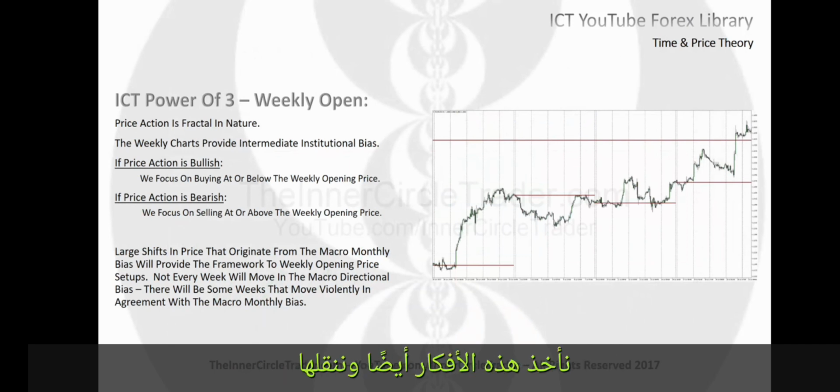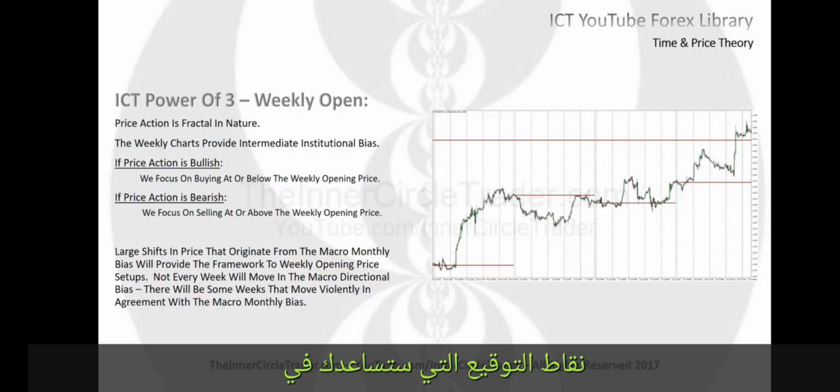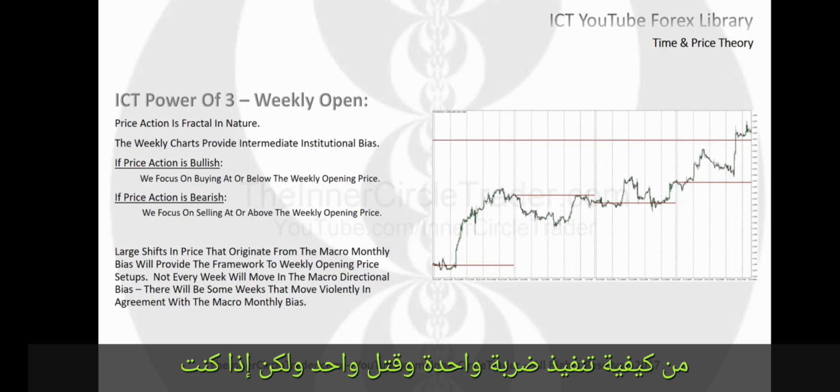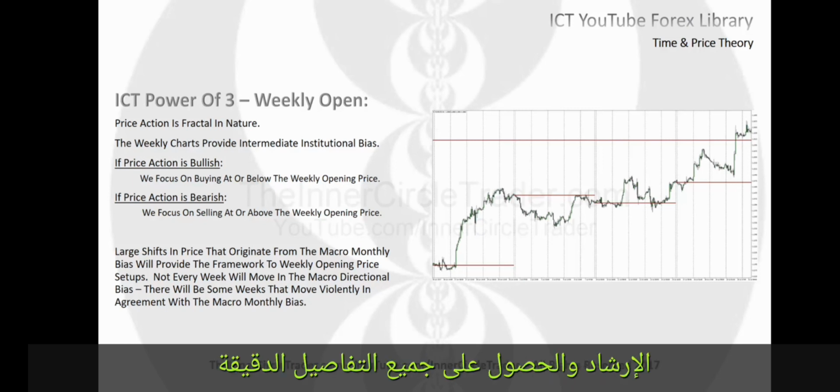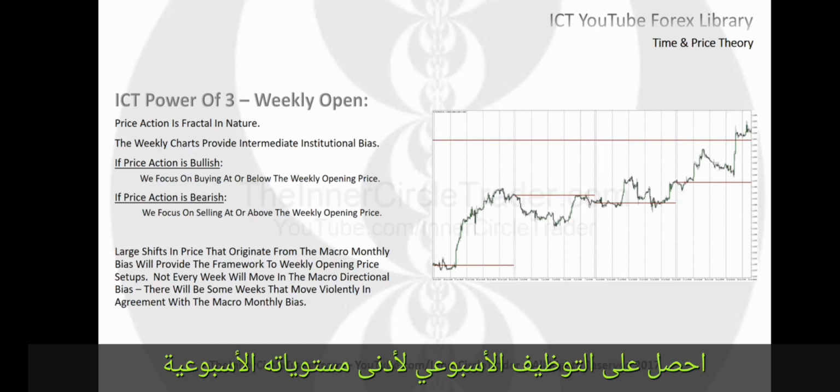Now, we can take these ideas also and transpose them to the weekly opening price. This is going to be the framework for a lot of the things that I teach in my mentorship for my one-shot, one-kill, which is essentially trading the weekly range. I'm not going to be teaching that here, but I will give you some of the signature points that will help you with the free tutorials to get really close to how I do one-shot, one-kill. But if you want to learn it, you can go through the mentorship and get all the fine details about how to do it and how I look for it, get the weekly high and the weekly lows.